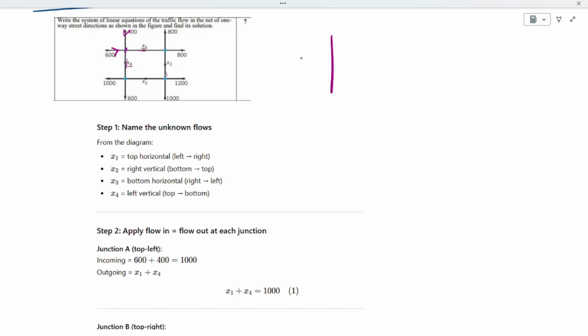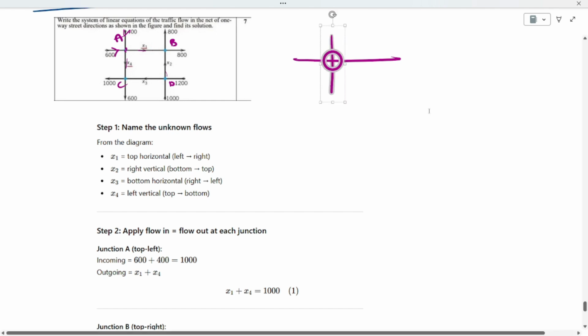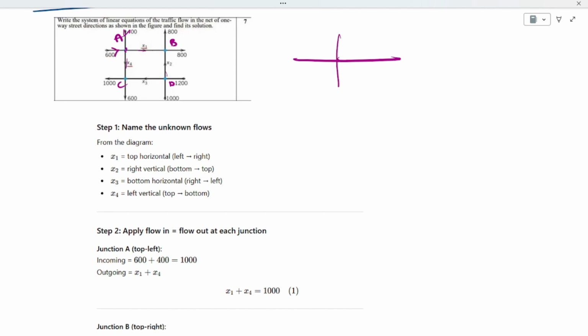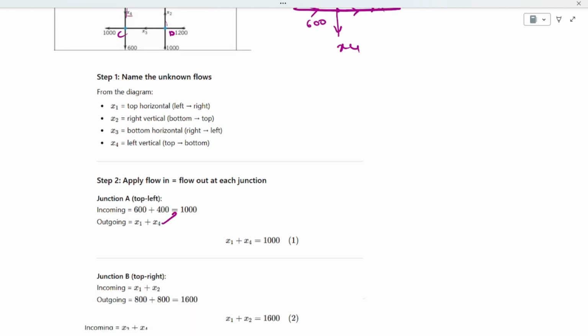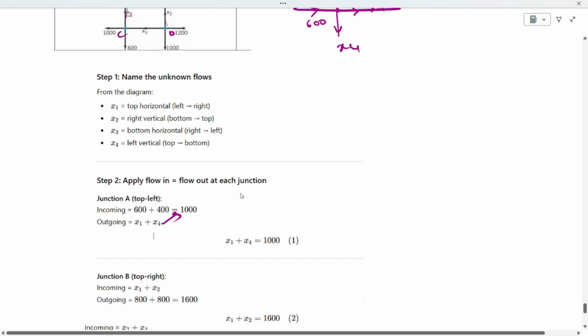I hope you understood. Here they have given it like this. In the middle is the junction A. You consider junctions A, B, C, D. I'll draw it once again so it will be clear. Here it is junction A, right? Here it is incoming node 600, incoming node 400, outgoing node X1, outgoing node X4. That you have to add. And X1 plus X4, the outgoing, will be equal to incoming. That you have to equate.